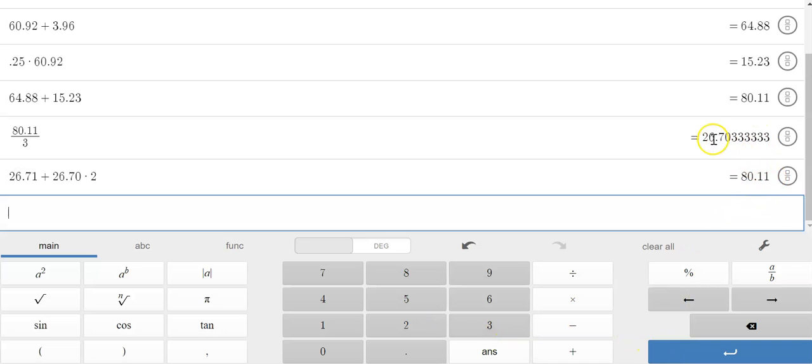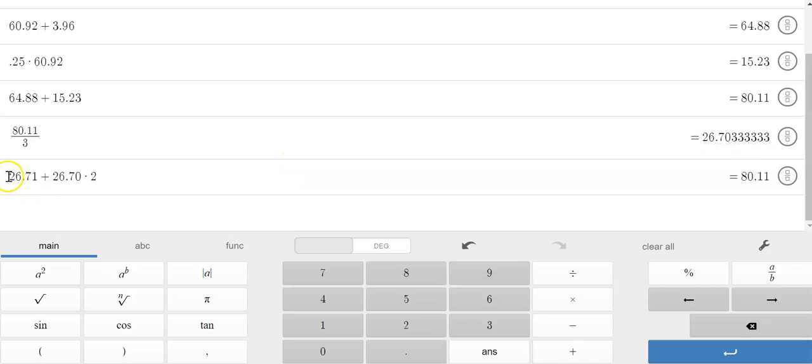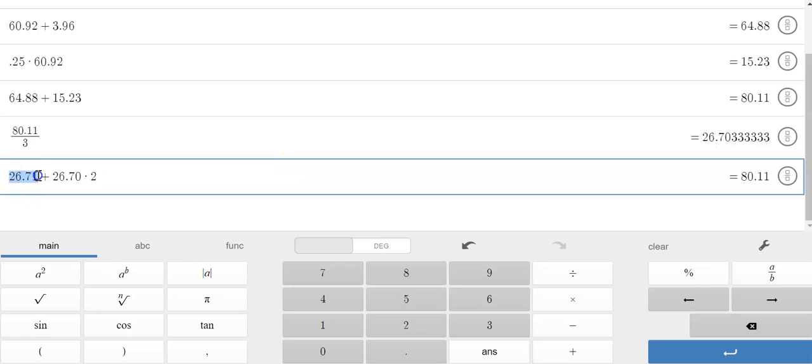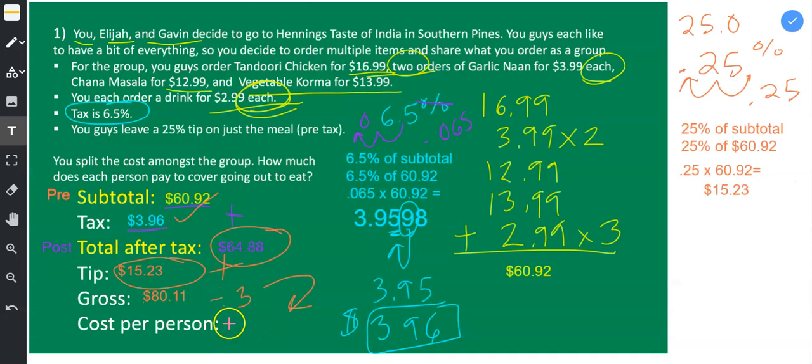But you decide as friends, well, let's just keep it even. So let's each person pay $26.71. So the waiter or waitress is going to get 2 extra cents. So $26.71 is what you each pay.